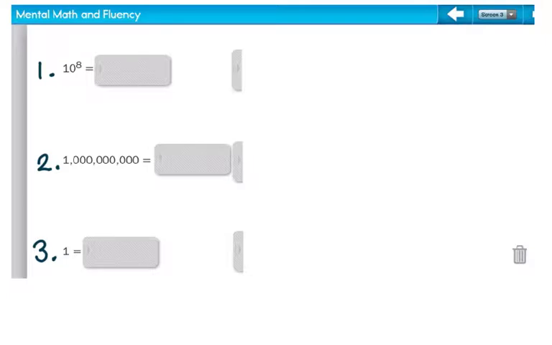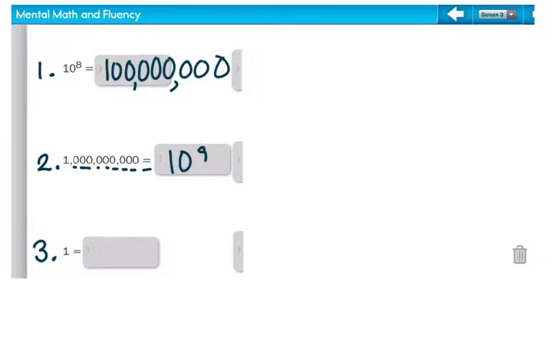Number 1, 10 to the 8th power would be a 1 followed by 8 zeros. 1, 2, 3, 4, 5, 6, 7, 8. Number 2 would be 10 to the 9th power. And the number 1 is 10 to the 0 power.